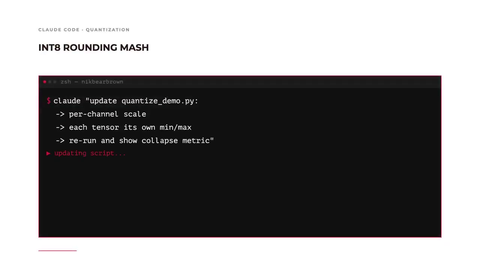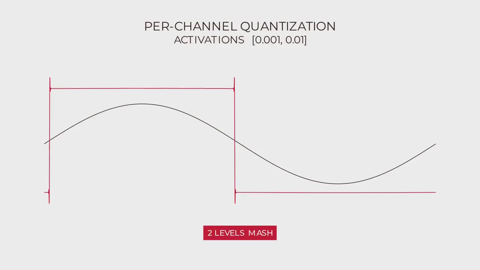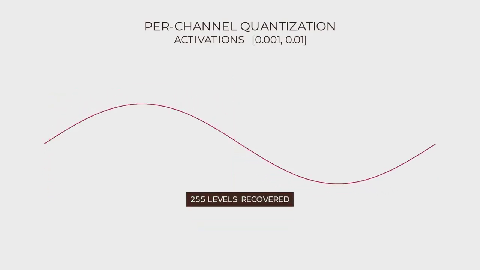The fix is to stop sharing one scale. Iterate. Claude: update quantizedemo.py. Give each tensor its own min and max, per channel, and rerun the collapse metric. Rerun. The activation sine comes back. 255 levels, the curve recovered. Nothing about the tensor changed. Only the scale it was measured against did.